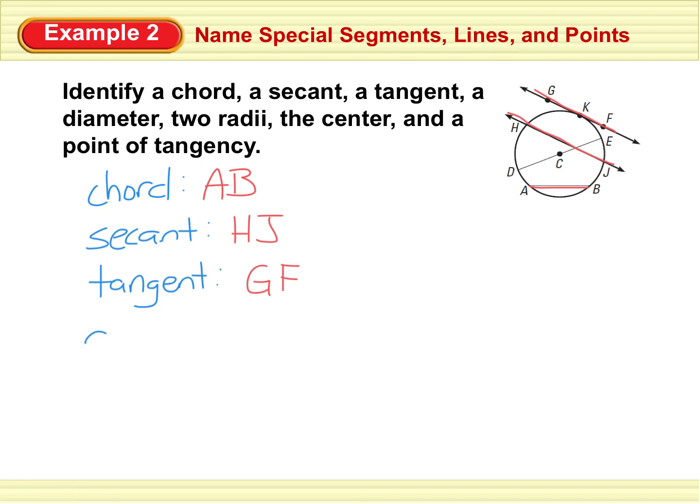Next one, diameter. What's the definition of a diameter? Goes through the middle point. Goes through the center. What's the line that goes through the center? DE, or ED. How many radii are there? 2. What's one of them? DC. Remember, it's half. So DC is 1. What's another? EC is another.